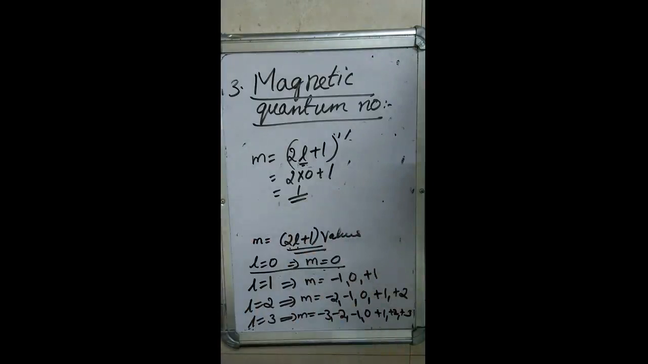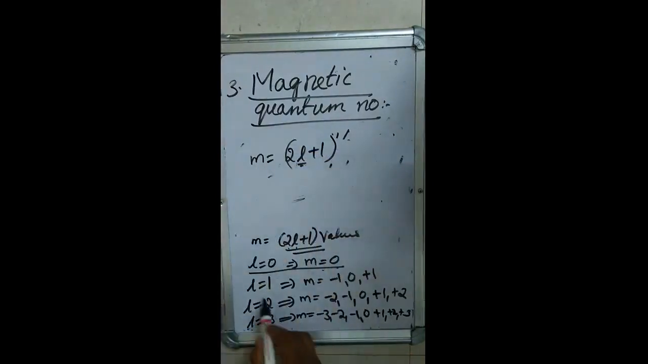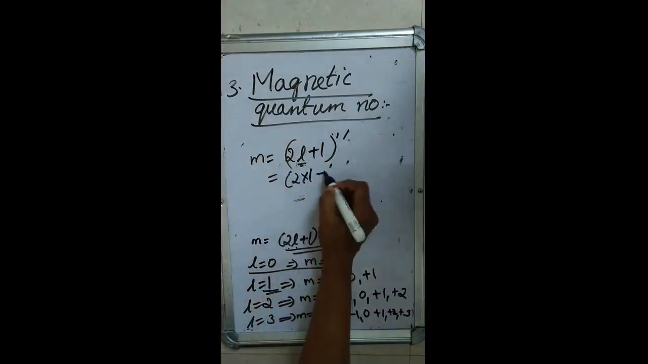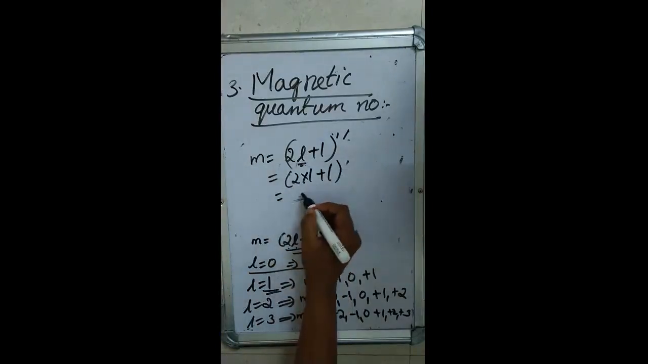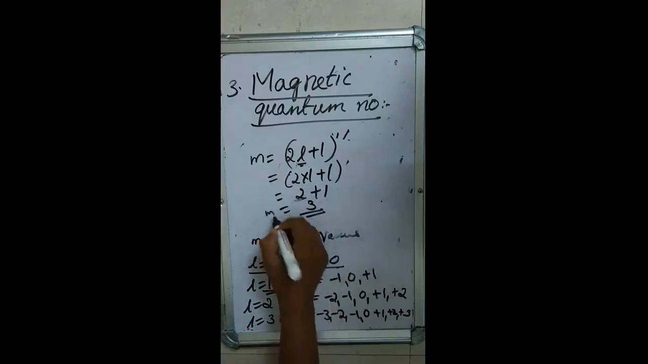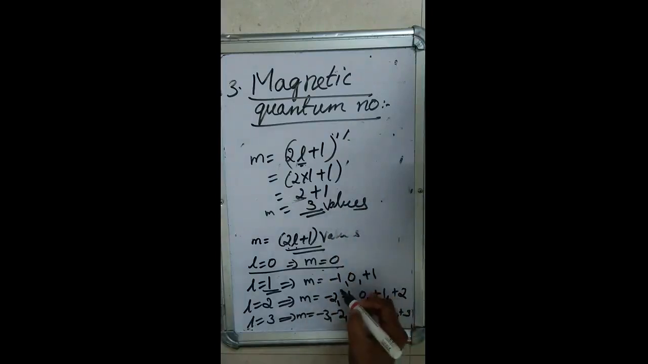Same thing. If I take l is equal to 1, how many values are possible? 2 into 1 plus 1. So 2 ones are 2, plus 1. What is the answer you will get? 3 values. So m has 3 values possible.